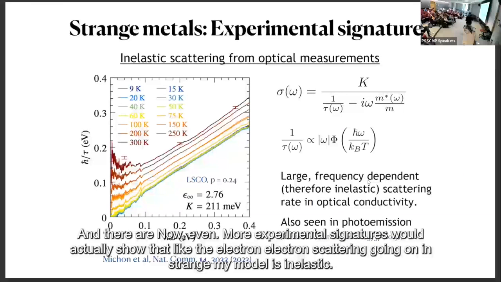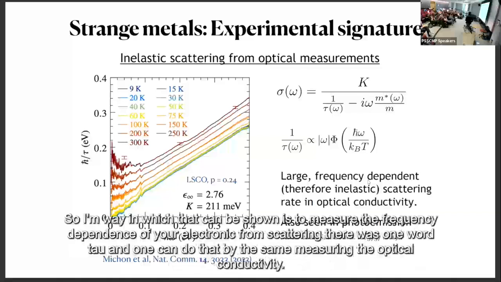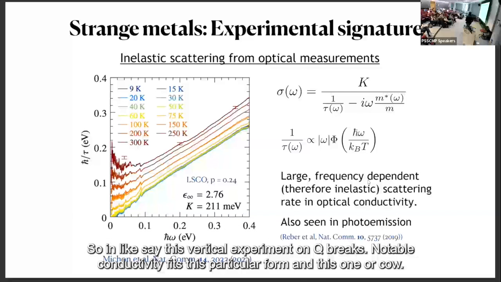And there are now even more experimental signatures which actually show that the electron-electron scattering going on in a strange metal is inelastic. One way in which that can be shown is to measure the frequency dependence of your electron-electron scattering rate. That's 1 over tau. And one can do that by, say, measuring the optical conductivity.